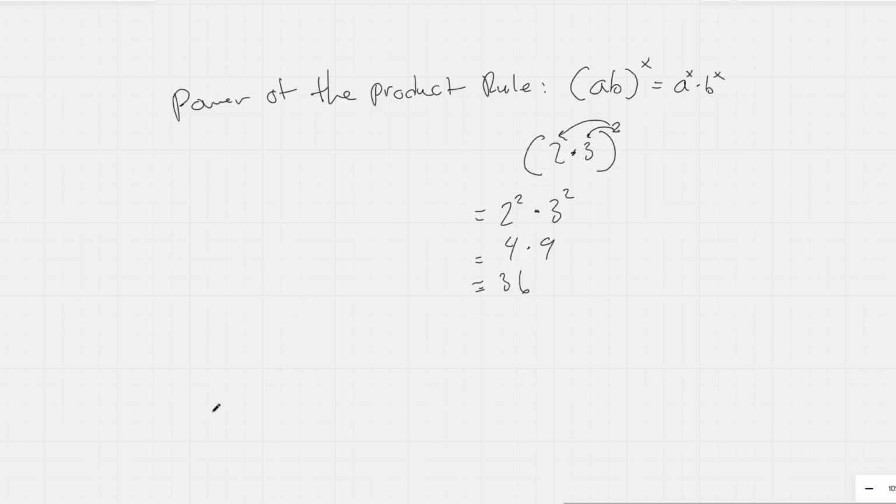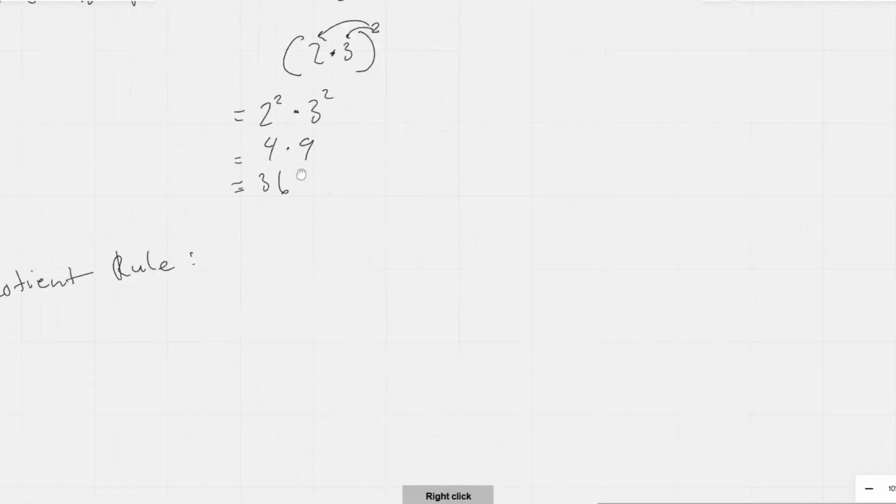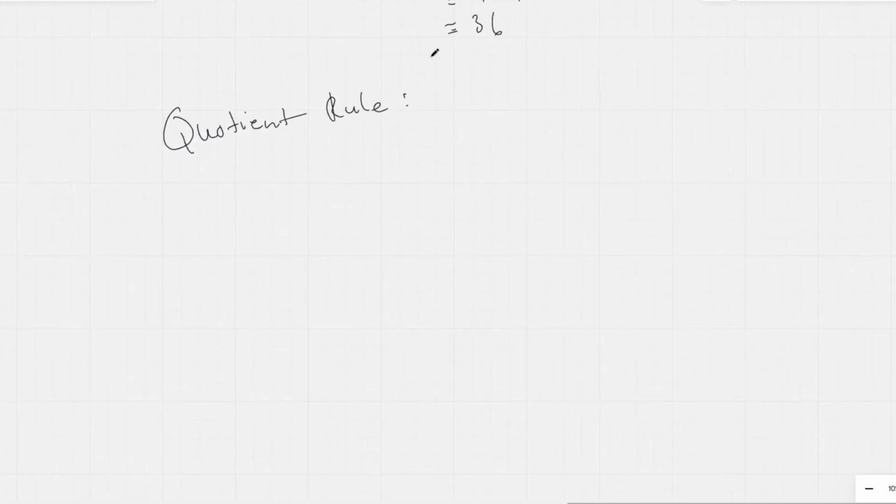The next rule is the quotient rule. So how can we do the quotient rule here? Let's say I had (a over b) to the power of x. A over b to the power of x is basically equal to a to the power of x over b to the power of x, like that. So it's just distributing the exponent to the numerator and the denominator in this case.